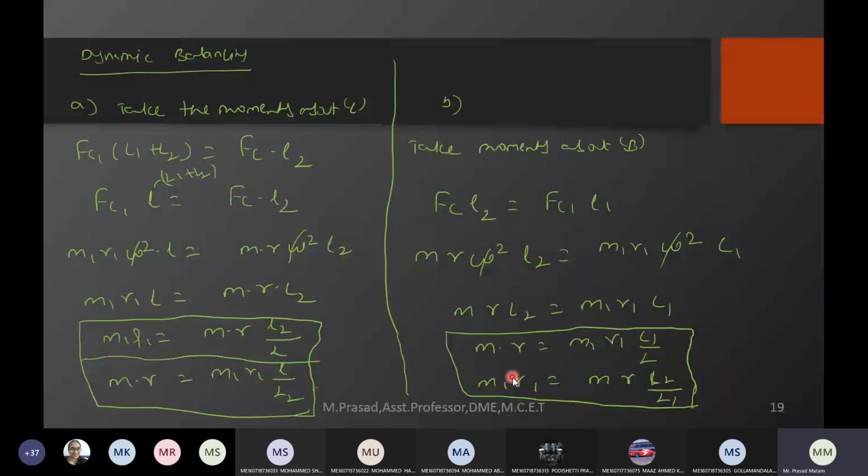Once I get these values, similarly I get the opposite values also; m2 r2 I can get. By equating the forces, I can get the remaining values from static balancing.